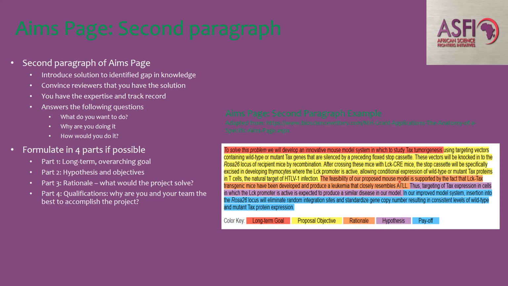Rationale: the feasibility of our proposed mouse model is supported by the fact that LCK tax transgenic mice have been developed and produce a leukemia that closely resembles ATLL. This is not the language of many people here, but the point is that the principle still remains the same. The first part, you provide the long-term goal of what you're trying to do. You provide the proposed objective, that is the main aim. You're putting here the overall aim, the rationale, the hypothesis you think you'll be testing, and then the payoff, as they call it here.